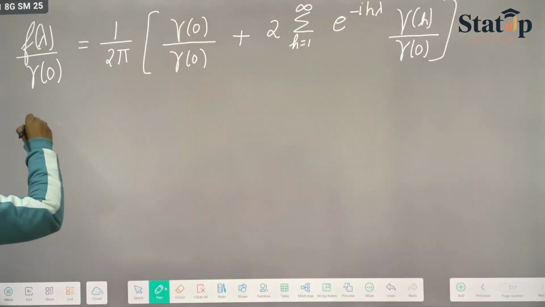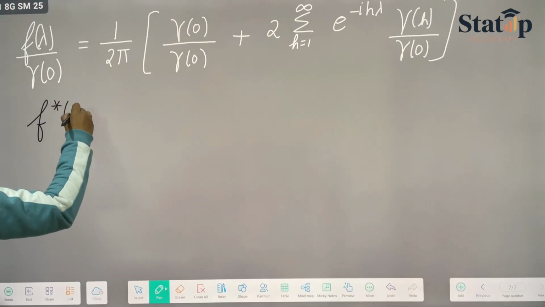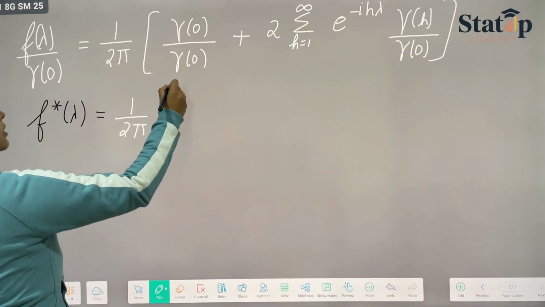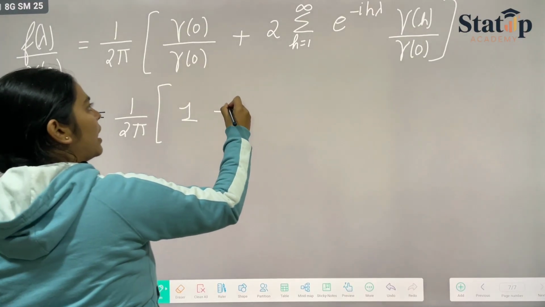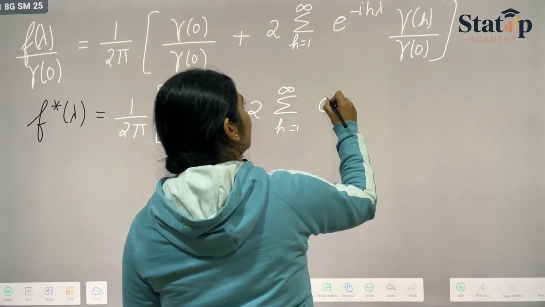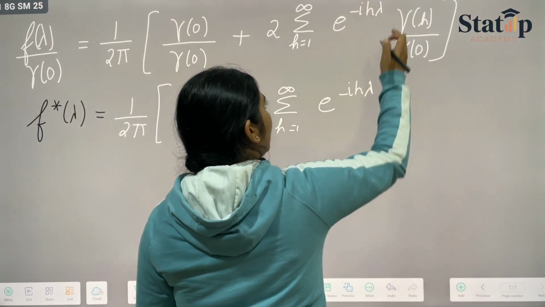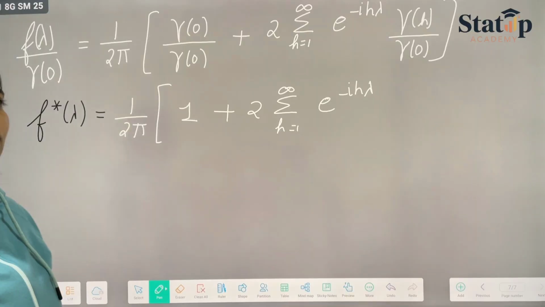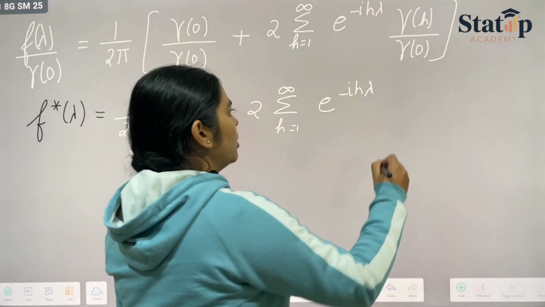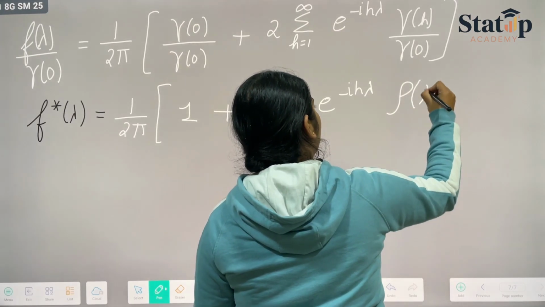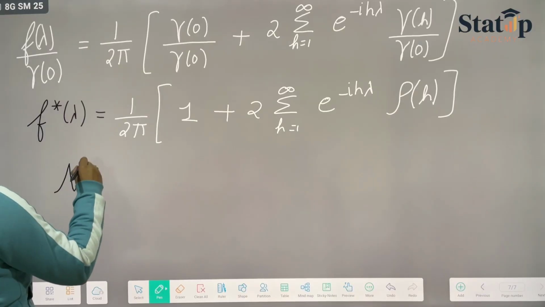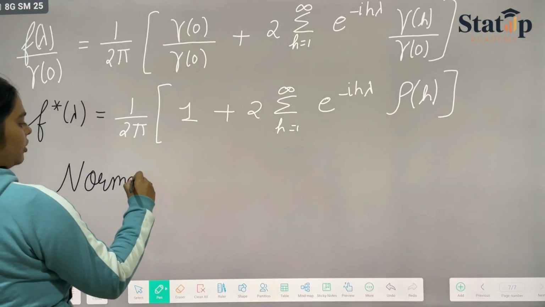Now this can be restated as f star lambda, which is the normalized form of spectral density function, 1 upon 2 pi. These are same, so it would be 1, and 2 into summation h goes from 1 to infinity e raised to the power minus I h lambda, and this ratio we have already done. It is nothing but autocorrelation function of lag order h, which is represented by rho h. So this is our value of normalized spectral density function.